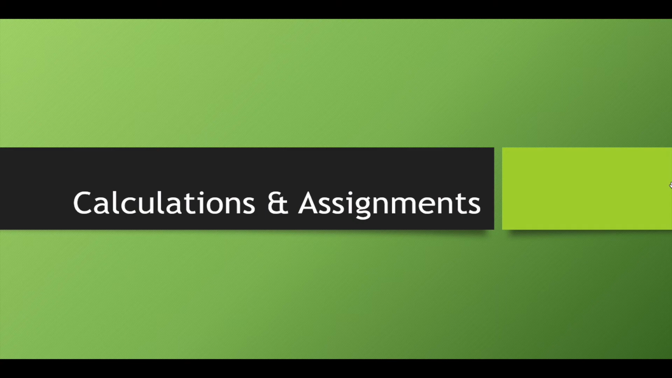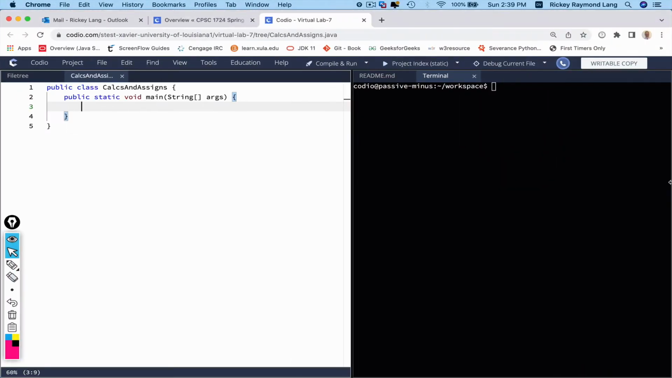Let's take a look at calculations and assignments in Java. Once you have variables, it's very convenient to use them to write formulas to calculate things. For example, suppose I need the area of a room, the square footage of a room.